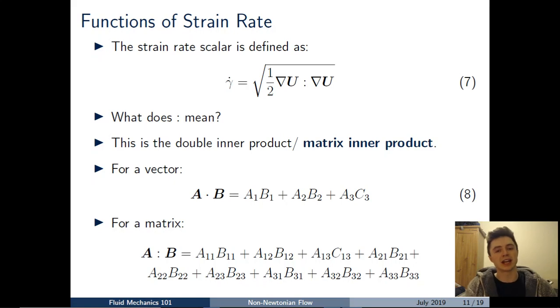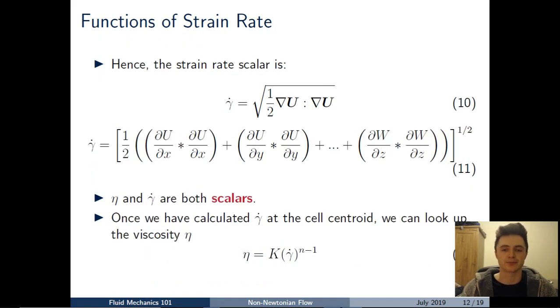And if we were to take the double inner product of a 3x3 matrix, it's very similar. All we do is we multiply each of the individual components by their corresponding individual component in the matrix and then add them all up. So it would take the form of equation 9 there. So a double dot b is equal to a11 b11 plus a12 b12, etc. all the way through. So the matrix double inner product will again give us a scalar value, and that's what we use to calculate the strain rate.